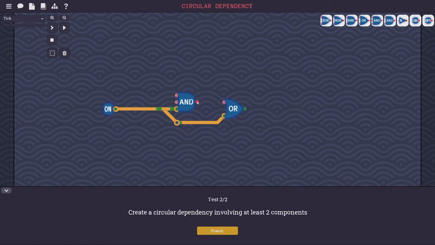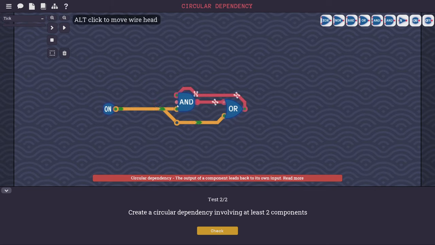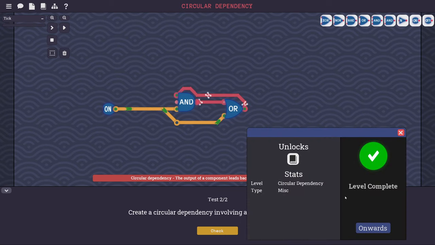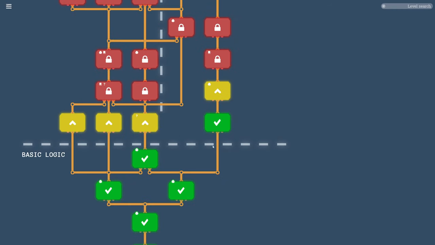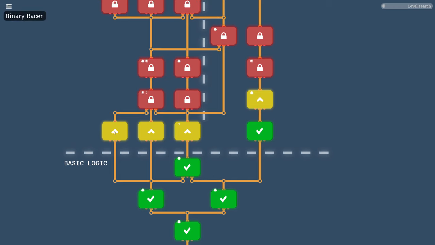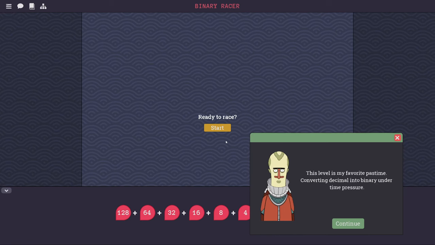And let's hook this up to there. Make that OR gate there. All right, and that has unlocked circular dependency entry. So they're just teaching this so we know what not to do, but we don't typically want a circular dependency like this. Okay, start on the left.